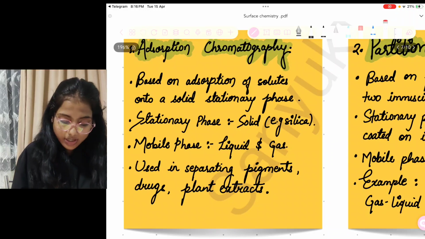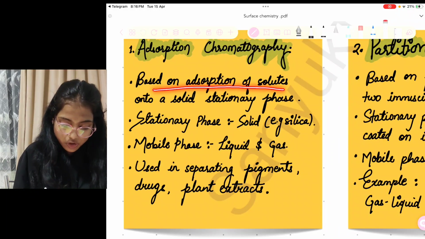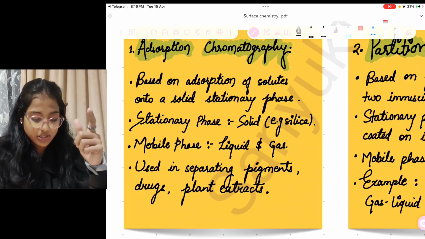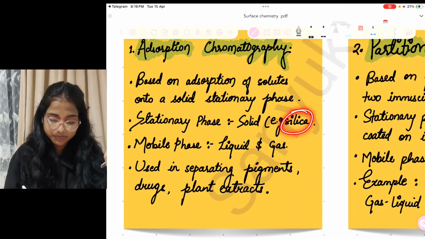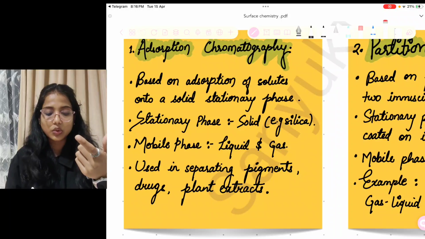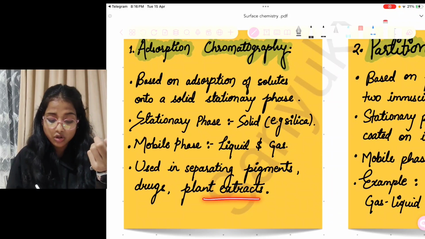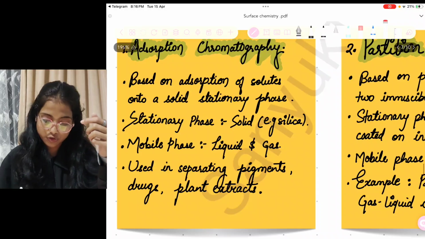Adsorption chromatography. It is based on adsorption of solutes onto a solid stationary phase. The stationary phase will be solid, for example silica. Mobile phase will be liquid or gas. It is used in separation of pigments, drugs, or even for plant extracts also.